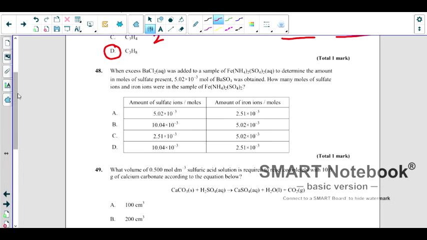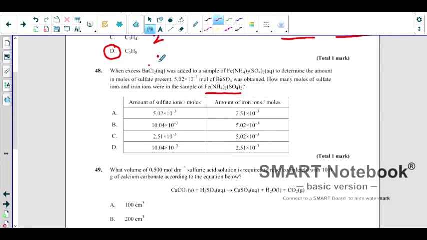Question number 48. When excess barium chloride was added to a sample of this particular compound to determine the amount in moles of sulfate present, this much of barium sulfate was obtained. How many moles of sulfate ions and iron ions are present in the sample? For solving this question, first you need a balanced chemical equation between barium chloride and Fe(NH4)2(SO4)2.